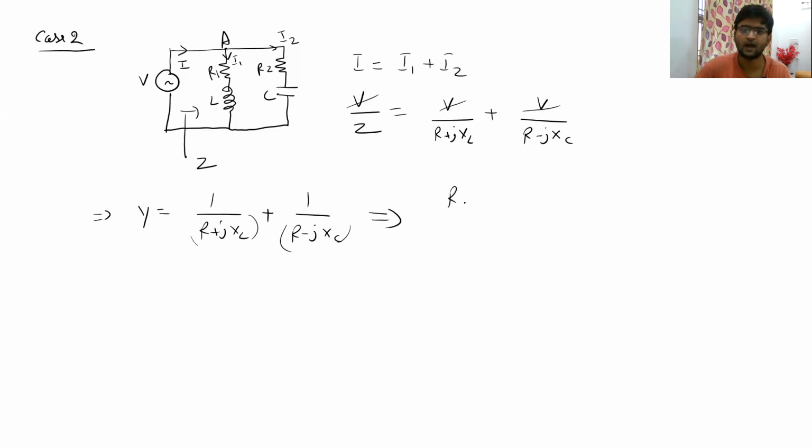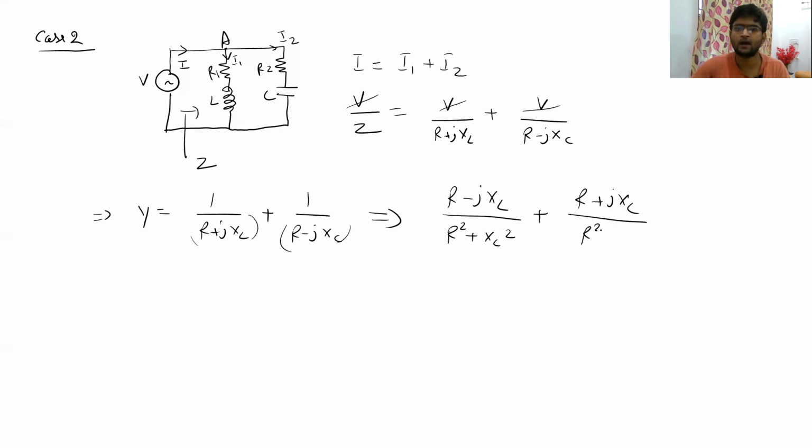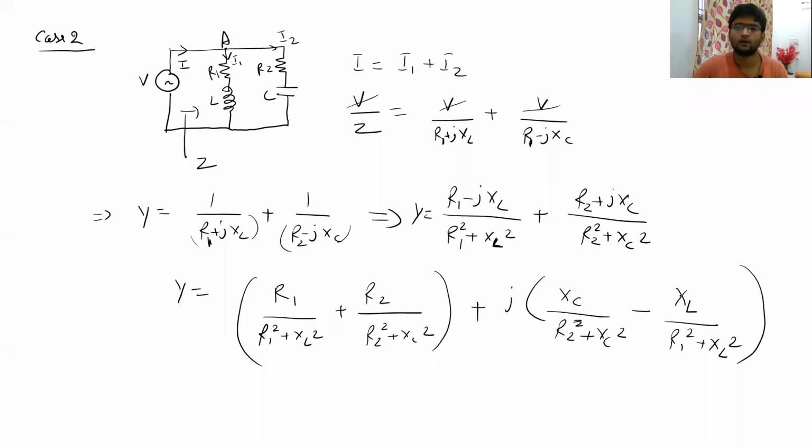So we will get R minus JXL upon R square plus XL square. If you don't know how this came, you just revise your mathematics. And the other one will be R plus JXC divided by R square plus XC square. So remember, this is XL and this is XC, right? This is basically your Y. So let us divide this equation into imaginary and real parts. So we can write our equation in this term.